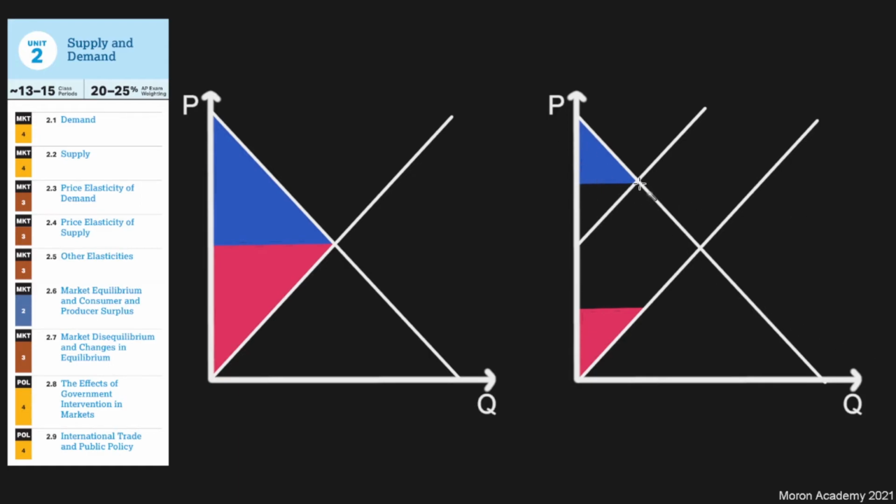And you might be asking what this extra area here is. The yellow area represents the government tax revenue, and then the gray area represents deadweight loss. If you've been paying attention for the past videos, you would know that deadweight loss is loss of efficiency when you're not producing optimally.